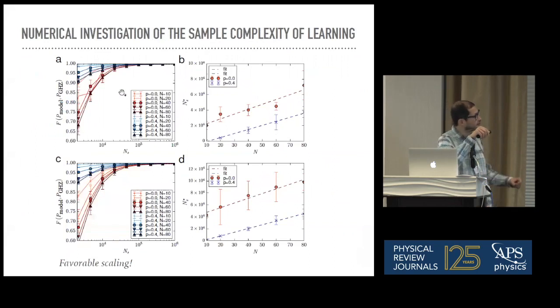As you can see from here, it's easier to learn the state at large P, because at very large P, what you end up with is a very easy distribution, basically completely random, so basically a constant. It's super easy to learn, you're just learning a constant. That's why we find that the noisy states are easier to learn. Another way to phrase this is that the state at P equals 0 has more information than the state at P equals 0.4, for instance. So it's very favorable scaling.